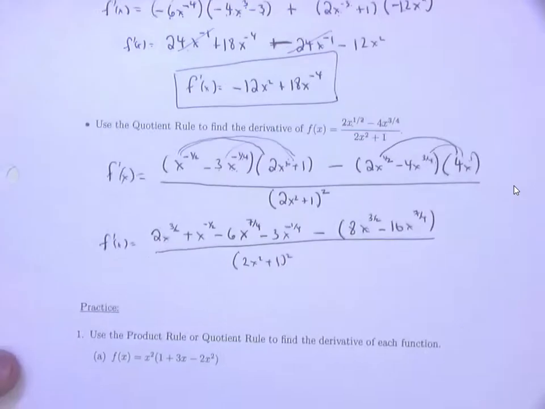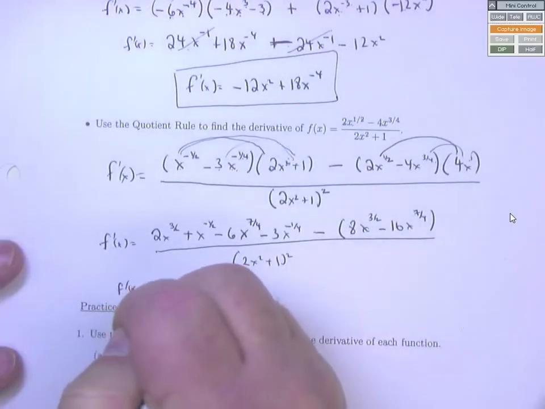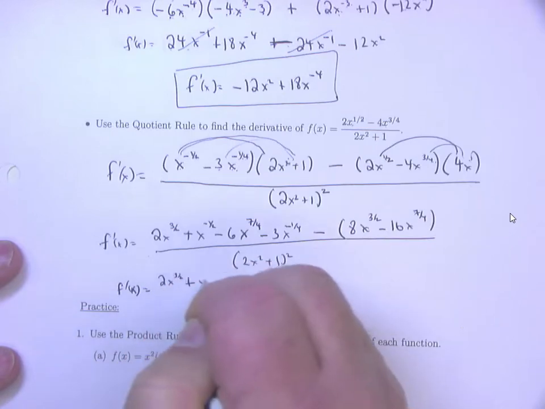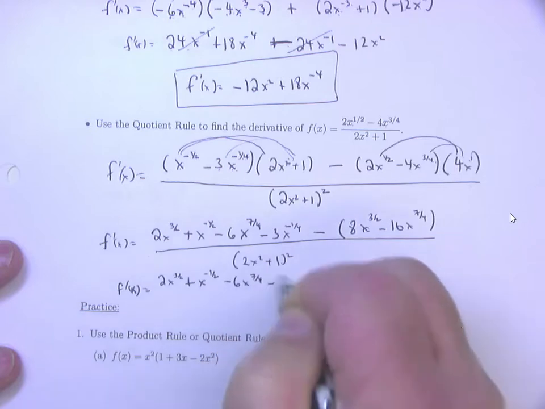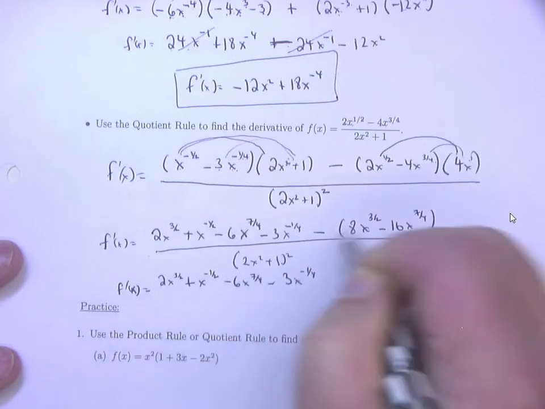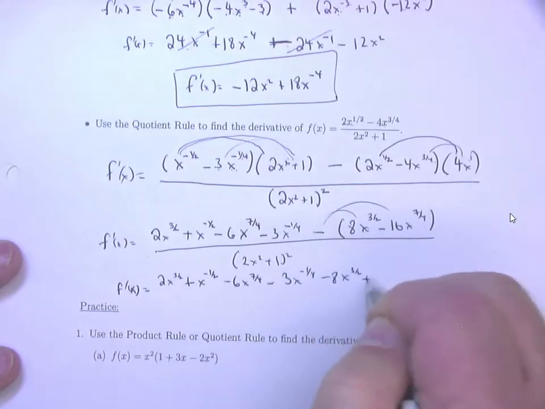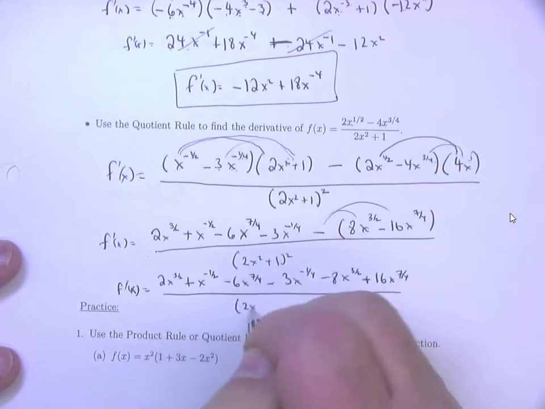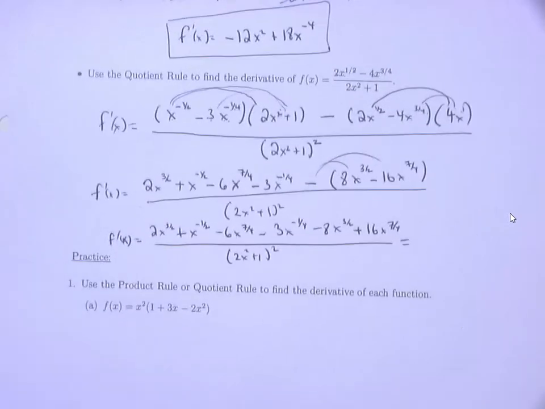Well, I'm not done cleaning it up yet because that negative is going to distribute. So f prime of x would be equal to 2x to the 3/2 plus x to the negative 1/2 minus 6x to the 7/4 minus 3x to the negative 1/4. The negative distributes: minus 8x to the 3/2 plus 16x to the 7/4, all over 2x squared plus 1 squared. And then the last thing I'm going to do is combine like terms.